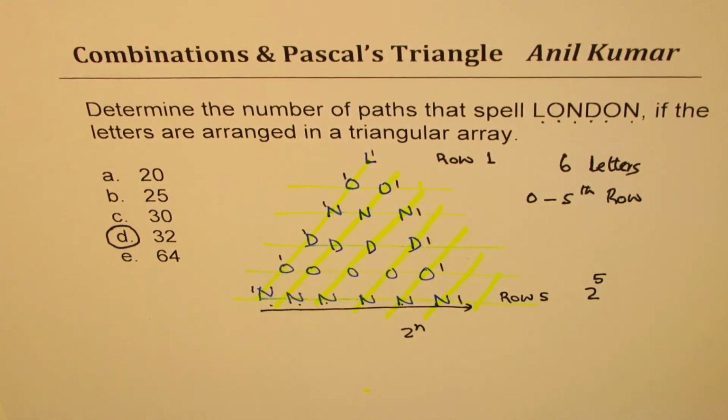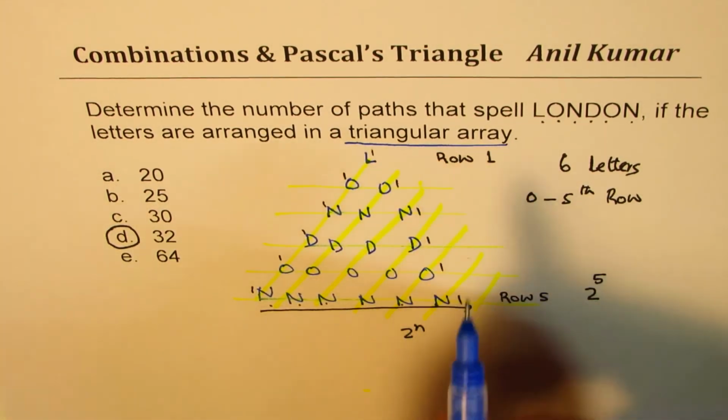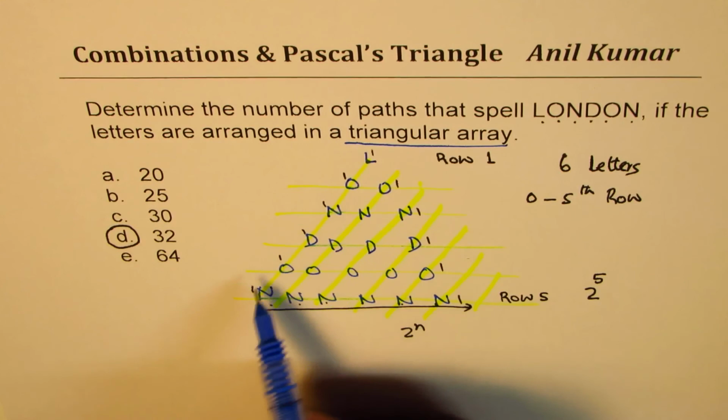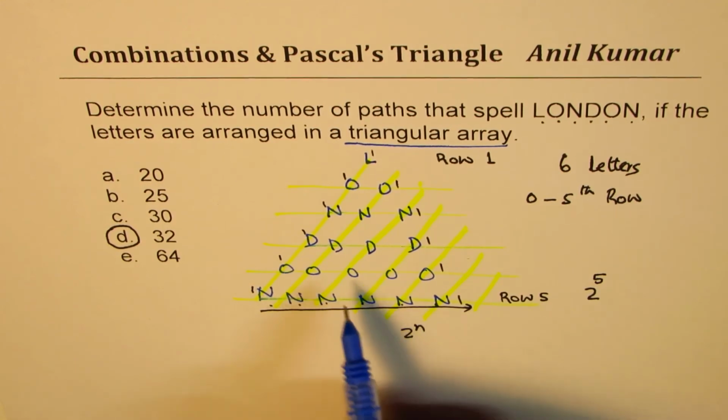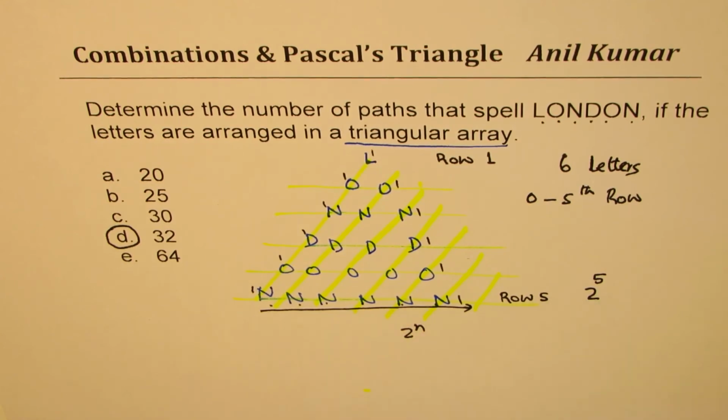So this is a very effective way to answer such questions. Now it's important to understand that we have specified a triangular array, so you could go straight, because nothing is missing in between, right? However, if I make some restrictions, then this method cannot be used. So you have to be careful when you use shortcuts.